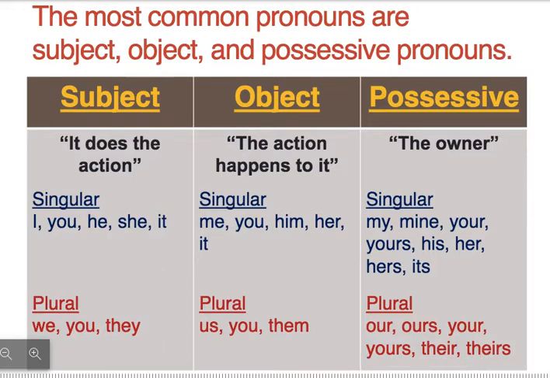And finally, possessive pronouns. They are the owner, so taking ownership of something in a sentence. Singular examples would be my, mine, your, yours, his, her, hers, or its. And plural examples would be our, ours, your, yours, their, or theirs. At this point, if you don't have your chart filled in, pause the video to make sure you get all of this information down.